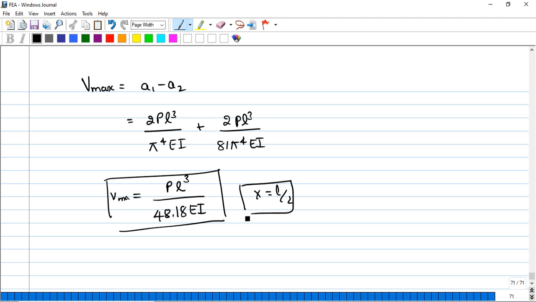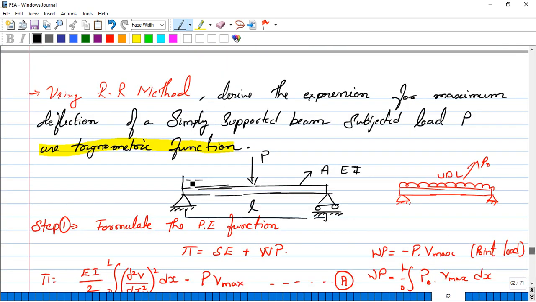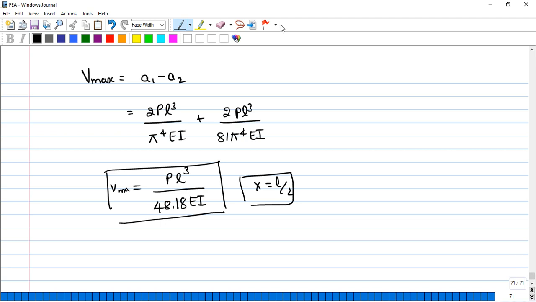Okay, this is in the case of a simply supported beam that is not subjected to UDL. Sometimes it might be subjected to UDL. Then what happens? The relation will change. If it is subjected to UDL, the potential energy functional is equal to strain energy minus the integration from 0 to L, where you need to multiply P naught into Vmax.